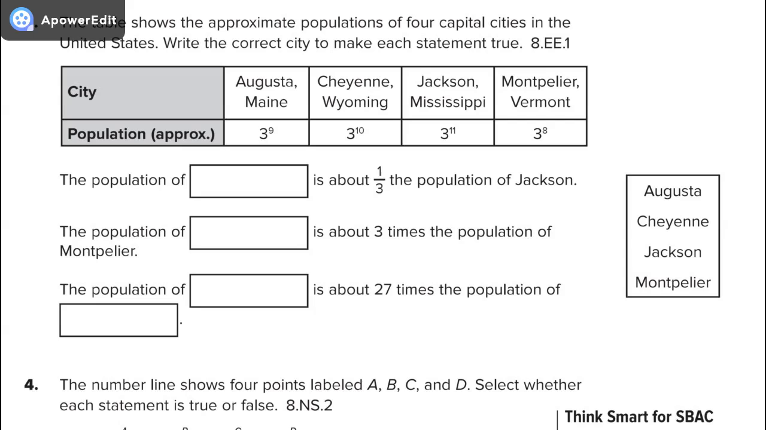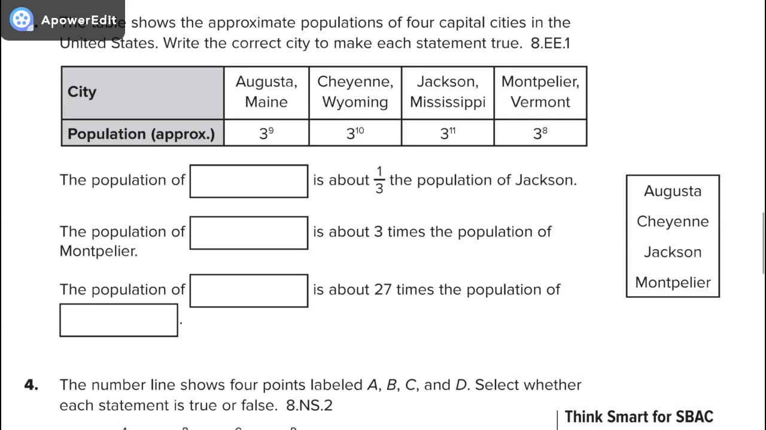The table shows the approximate populations of 4 capital cities in the United States. Write the correct city to make each statement true. We have the table. The first row is a city. We have Augusta, Maine, Cheyenne, Wyoming, Jackson, Mississippi, Montpelier, Vermont, and following that is their population.